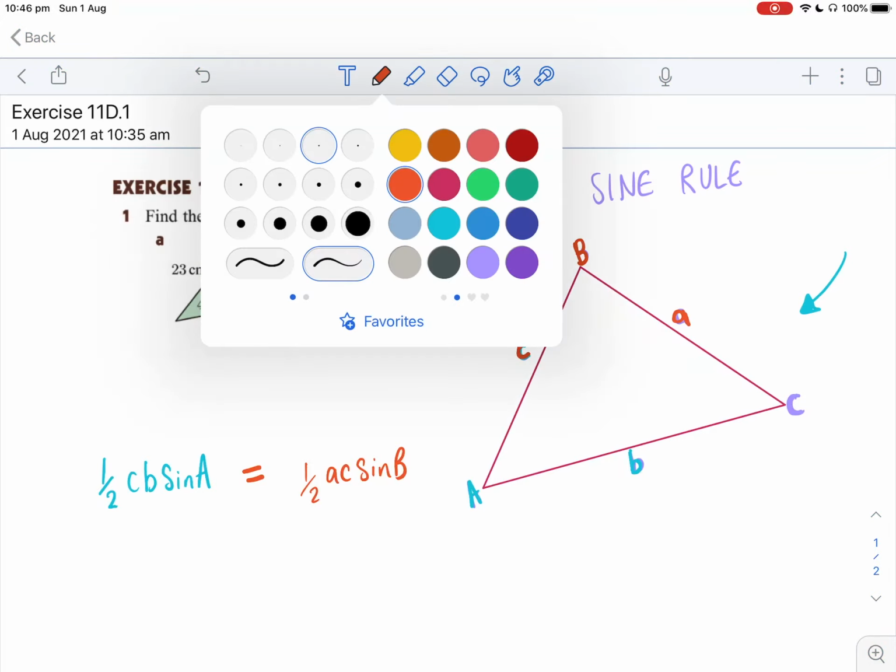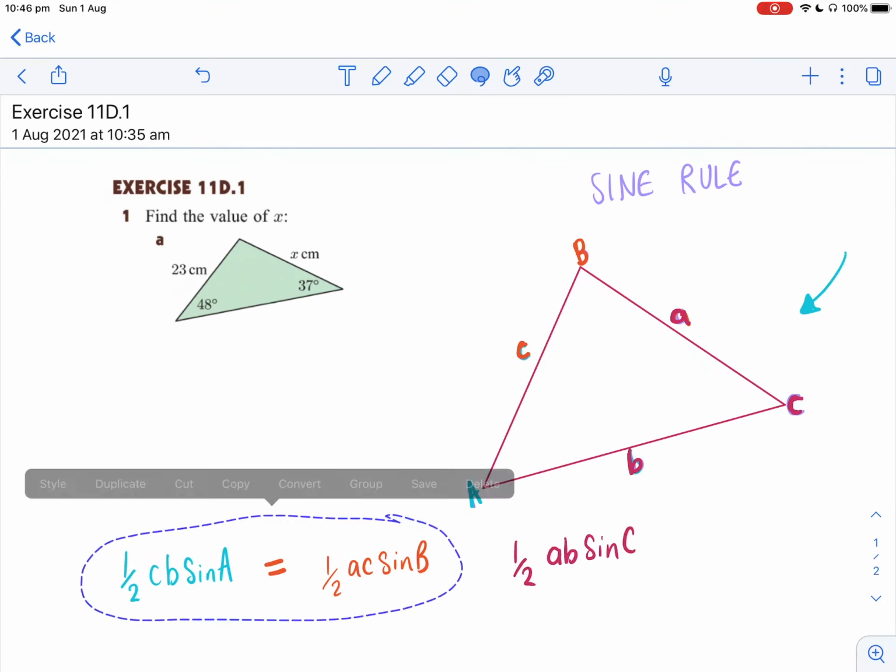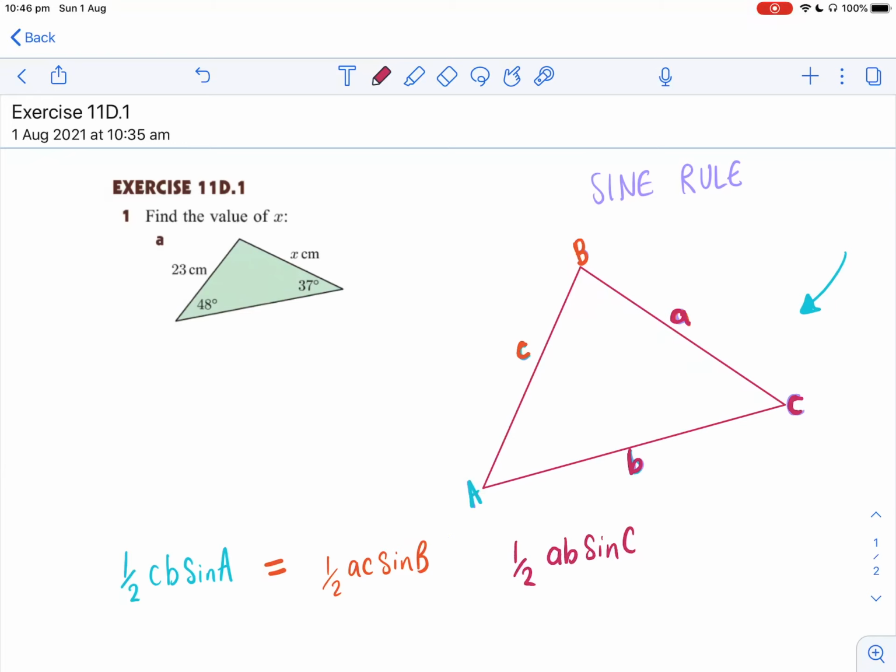And the other way I could find it would be using side length A, B, and angle C. So that one would look like half AB sine C. So if I just move this one down a bit. So all of these formulas would get me the answer to this triangle.